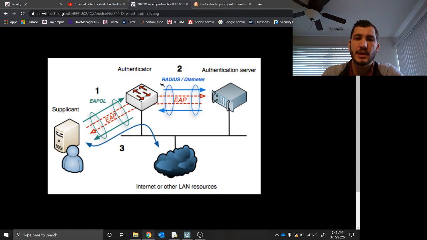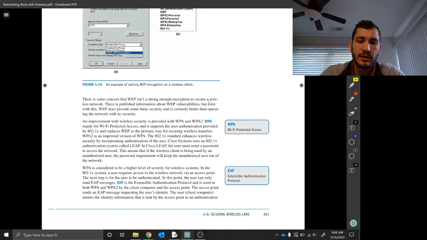AAA: authentication, authorization, and accounting. Authentication means, are you who you say you are? Authorization is, do you have access? And accounting is, what are you doing? You do need to know that. So once the authentication server tells the authenticator that your supplicant can join the Wi-Fi, you can then get internet access. These EAPs are just protocols, and the only way your machine can talk to the authenticator and the authentication server is by sending these EAP messages, Extensible Authentication Protocol.